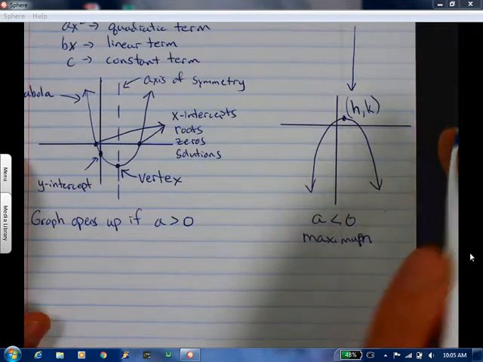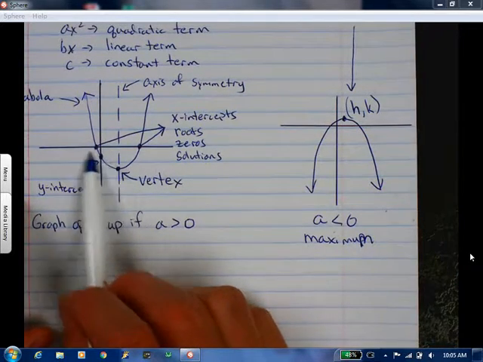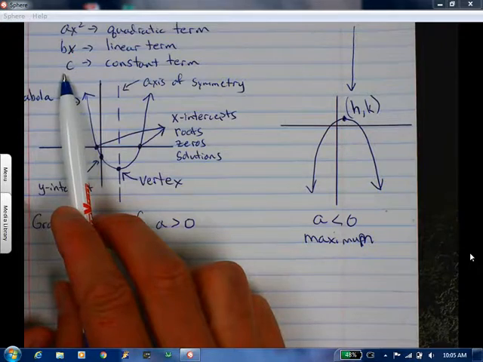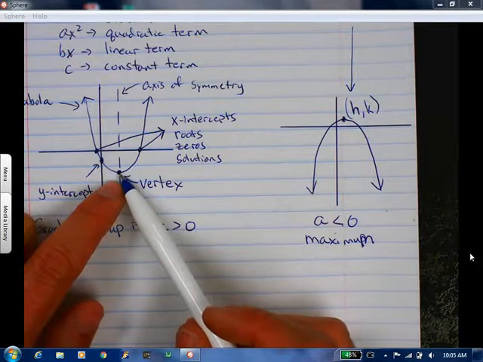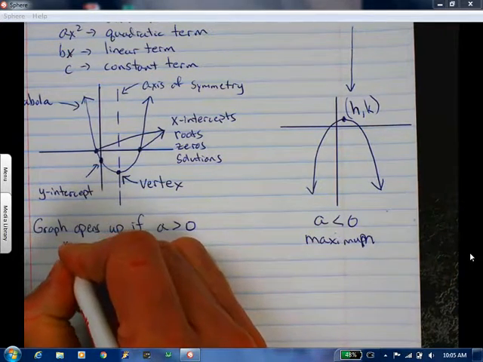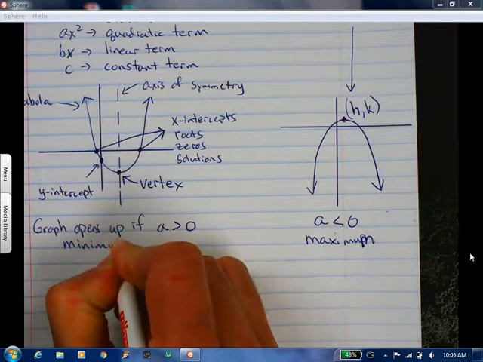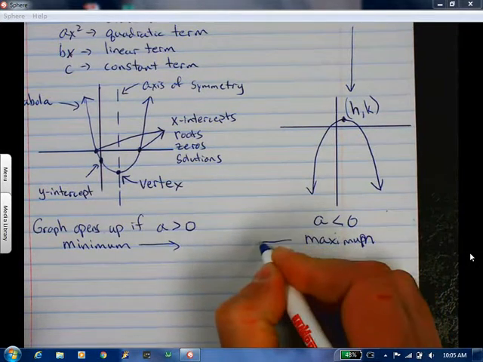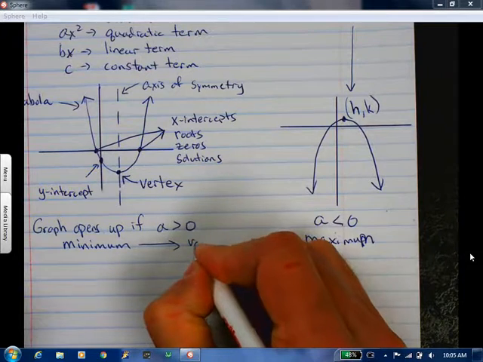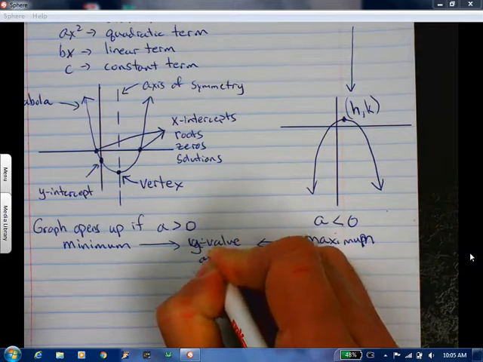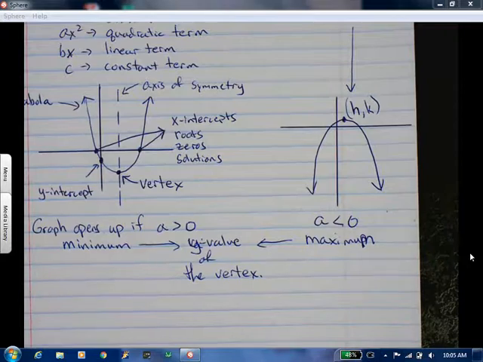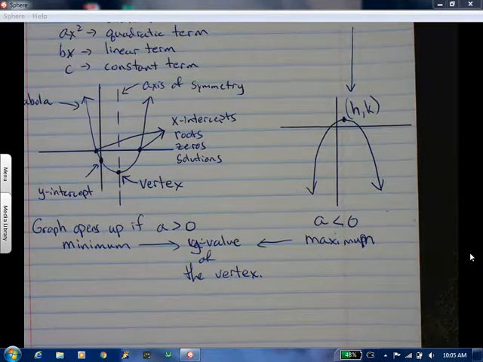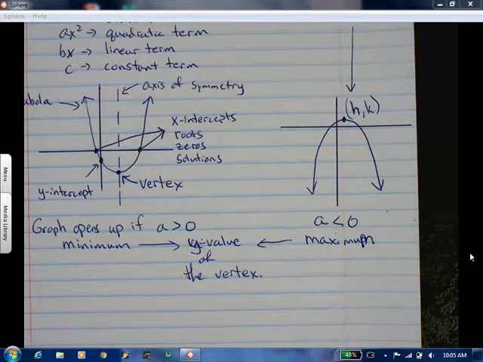And on this other one, if it's opening up, do I have a ceiling? No. It's going up forever. There's no ceiling, but do I have a floor? So I have a minimum. And these two things right here, the maximum and minimum, that is the y value of the vertex.